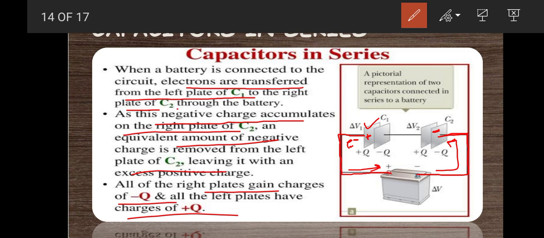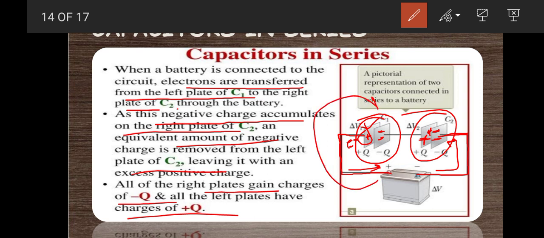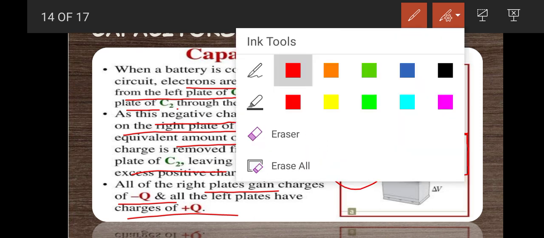Due to electrostatic induction, we know that as positive charge is here, this plate must have the same amount of negative charge. As this plate has negative charge, due to electrostatic induction, the plate next to it, the plate of the second capacitor, will have positive charge accumulated on it. That's how we can say that the same amount of charge will be present on both of the capacitors, but in this case the potential difference will be different on both of the capacitors. How?